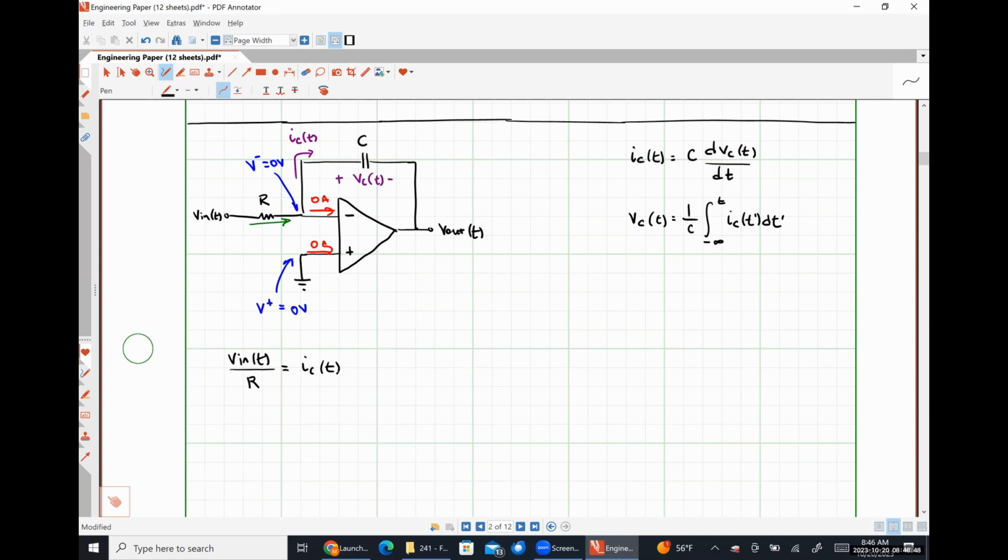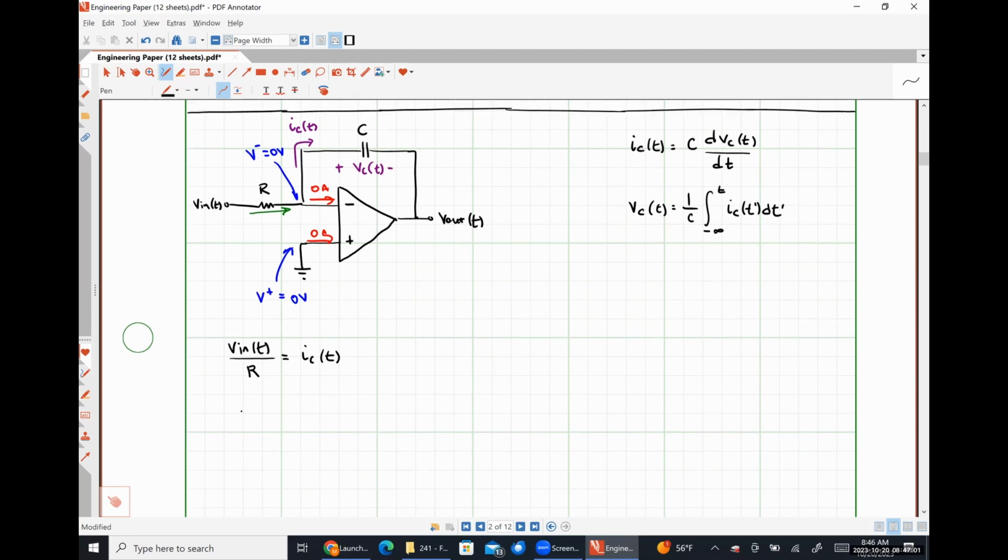So what's the nodal voltage at the positive polarity terminal of VC of t? 0, okay? So we're going to have VC of t is equal to 0 because the nodal voltage at this node is 0. What's the nodal voltage at the negative polarity terminal of VC of t? Vout.